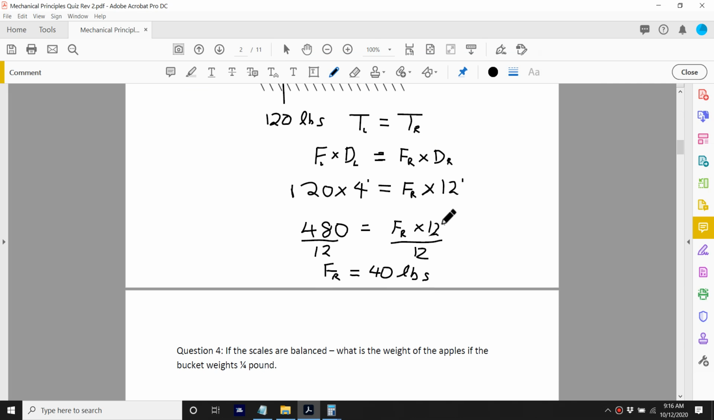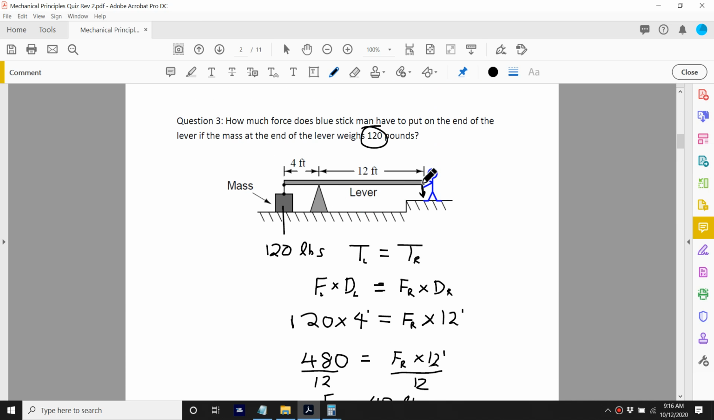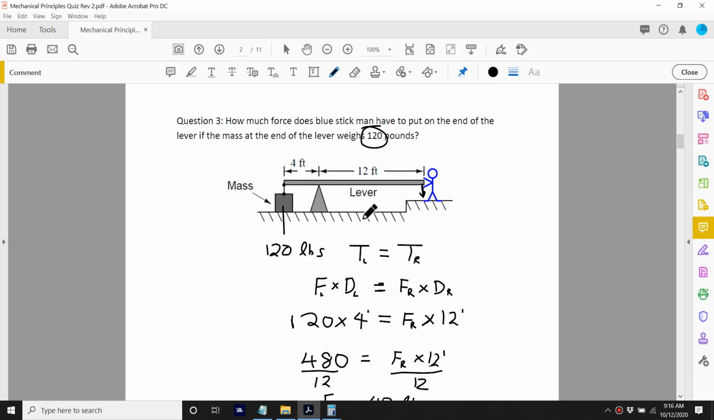40 pounds. All right. So this chap has to apply a downward force of at least 40 pounds to get that 120 up. He needs to muster about 50 pounds of force, and he'll lift that 120 pounds up, no problem. Another thing he could do is, instead of having that lever 4 feet away, have a longer lever on the right hand side, and that'll help.